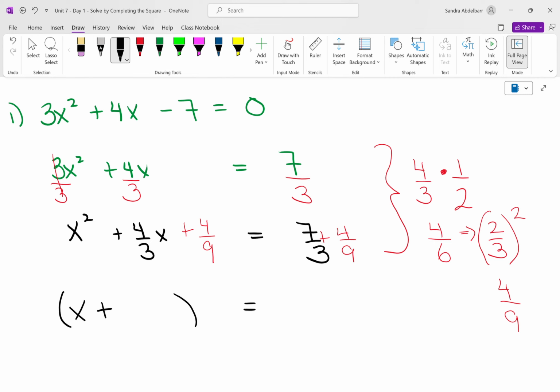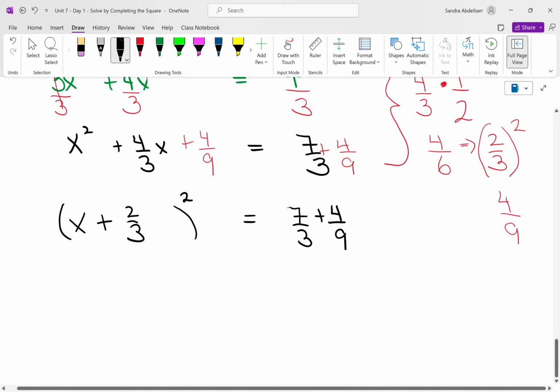Actually, it's still working out the same. It's not that bad. All right, so here we're going to have x plus. Right, do we agree this is going to be a quantity squared? Some quantity squared. So our a is x, our b squared is 4/9, which means if my b squared is 4/9, what is my b? 2/3. And now this is going to equal 7/3 plus 4/9.